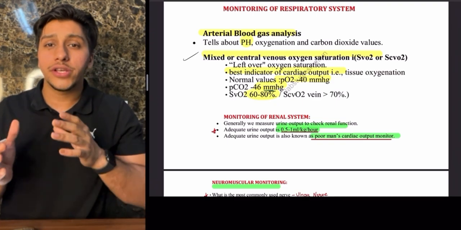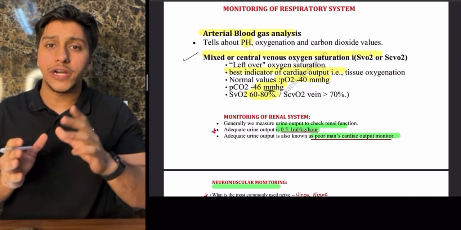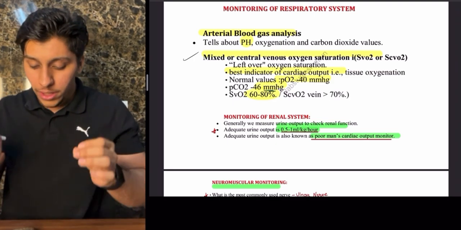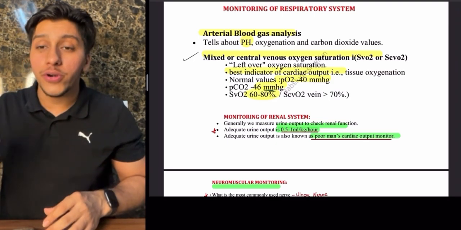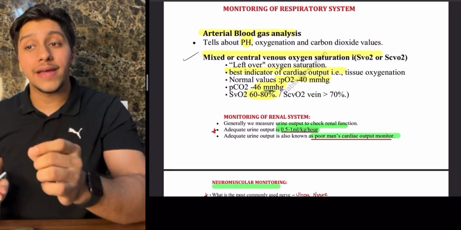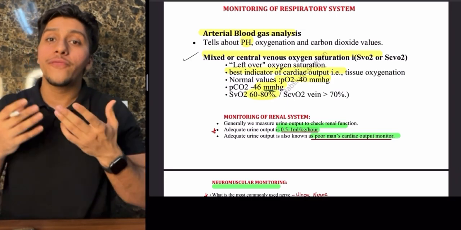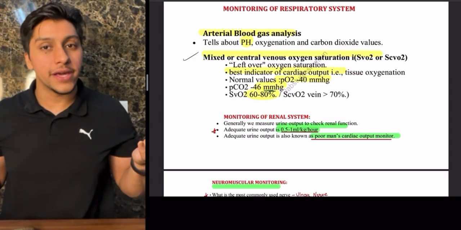Okay. Next, if you talk about monitoring in the renal system, how you check it is by using the urine output. What is the normal adequate urine output? You need to know it is between 0.5 to 1 ml per kilogram per hour. You also need to know that urine output is also known as the poor man's cardiac output monitor, because if the heart will not pump, there will be no filtration of blood and there won't be any urine.